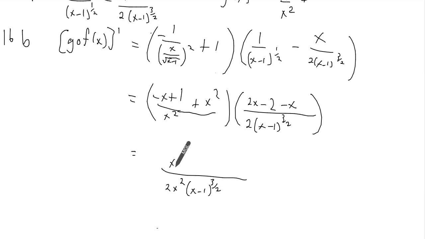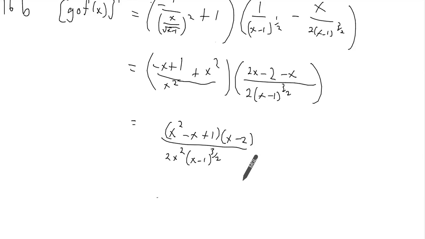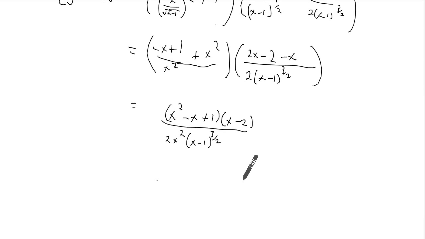And I get an x squared minus x plus 1 times, here I have 2x minus 1x is x minus 2. Now, at no point am I ever allowed to take a square root of a negative number. Therefore, here I get my domain as x has to be greater than 1.